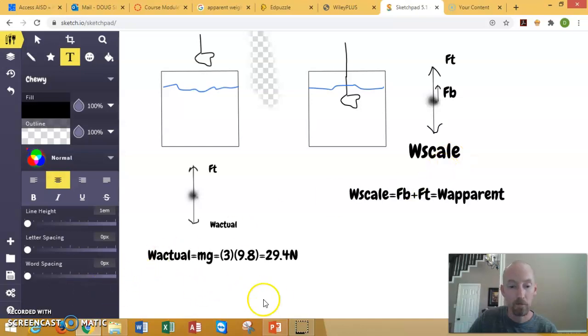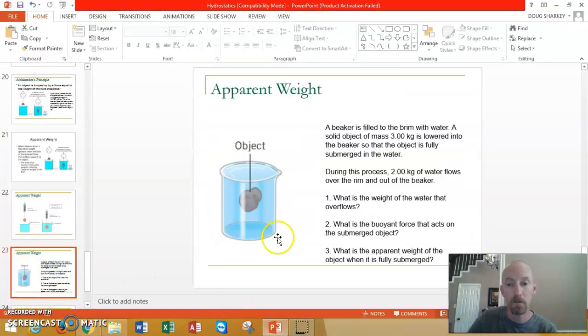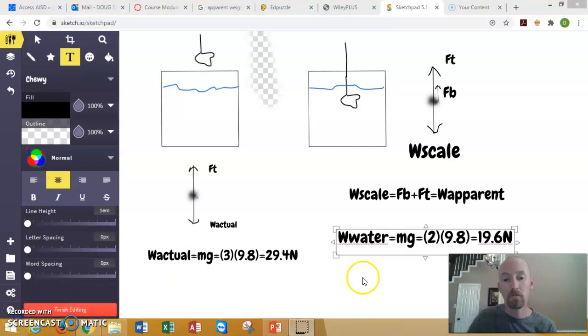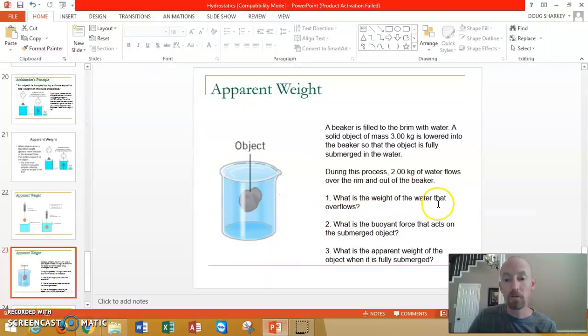Now, what are we solving for? Let's go back to the problem. What is the weight of the water that overflows? When we put this thing in there, water overflows. How much water? 2 kilograms. What is the weight of that water? That's pretty easy to answer. The weight of the water is mg. They said that 2 kilograms of water spilled over, so 2 times 9.8 is 19.6. So that is the first question: what is the weight of the water that overflows when you put the rock in?